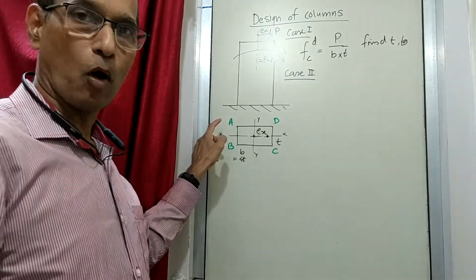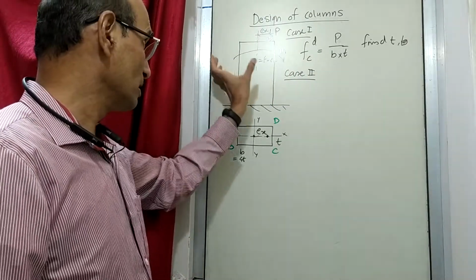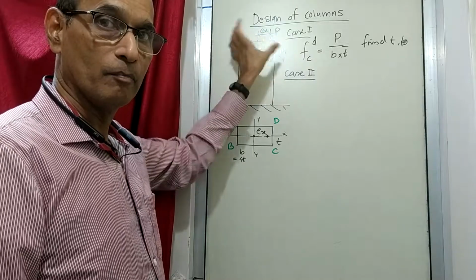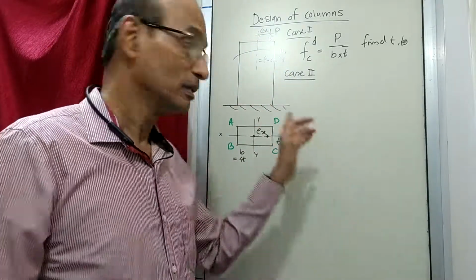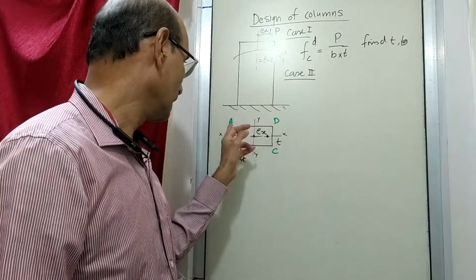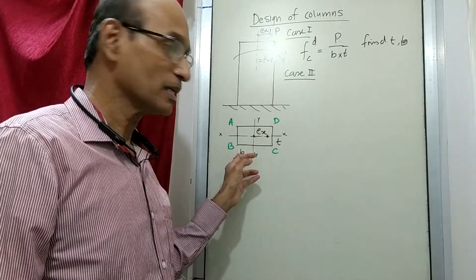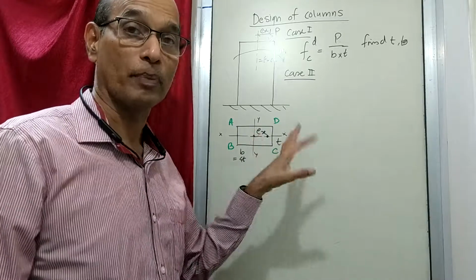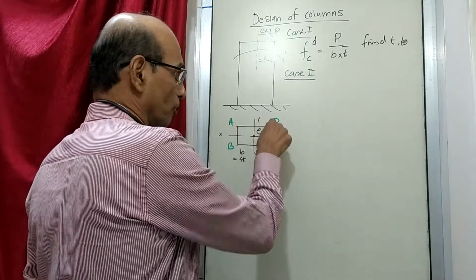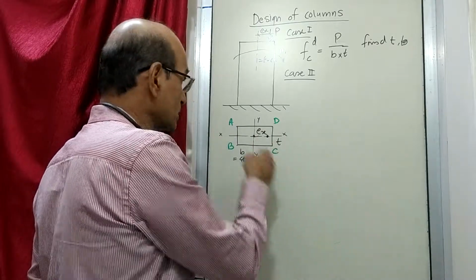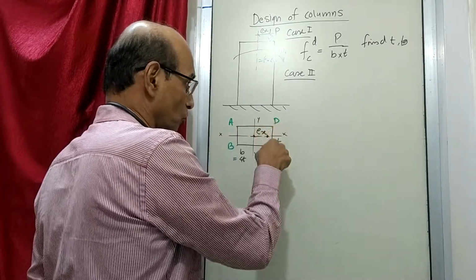A and B are the points on this side, and bending will cause these points to experience tensile stress. So at A and B there will be tensile bending stress, at D and C there will be compressive bending stress. So the direct stress is compressive, compressive, compressive, compressive. Bending stress is tensile, tensile, compressive, compressive.